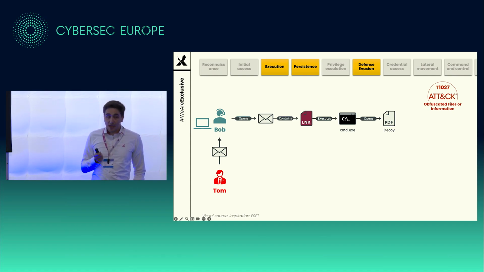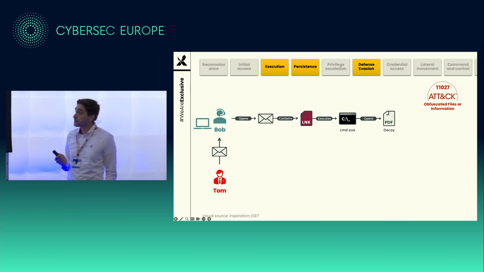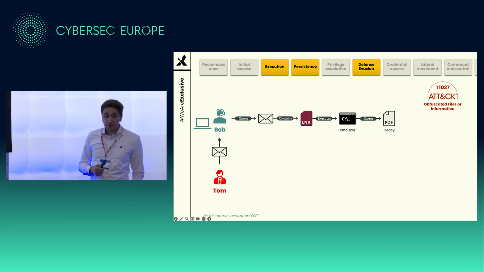Why is there an LNK file, by the way? Because of its capabilities. It's used for defensive evasion, because it has metadata capabilities to download these kinds of things in the back without you noticing it. And it can also bypass AppLocker on a Windows environment, which should avoid these kinds of things. So we have obfuscated files and info at this stage.